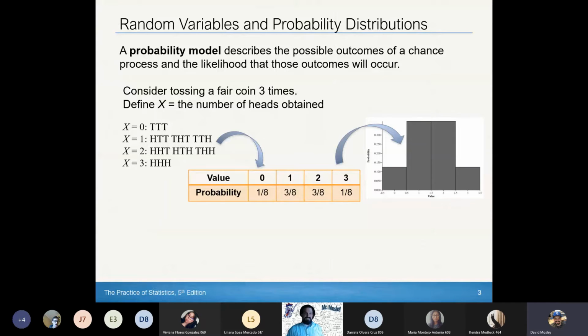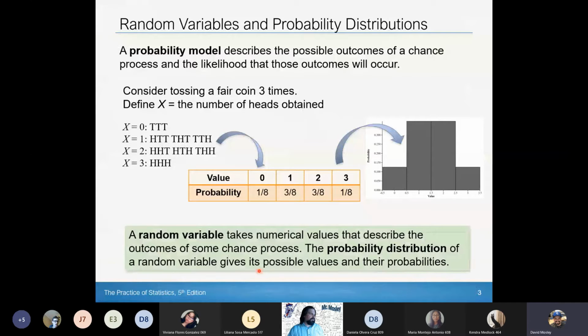We can also display this probability distribution in a histogram. Just like when we display quantitative data, we can use a histogram to represent the frequency with which these things occur. In this case, instead of frequency, we have probability. So we can have 0 show up 1 out of 8 times, 1 show up 3 out of 8, 2 show up 3 out of 8, and 3 show up 1 out of 8. We get this nice symmetric histogram. So these are ways we can show the distribution of a discrete random variable.